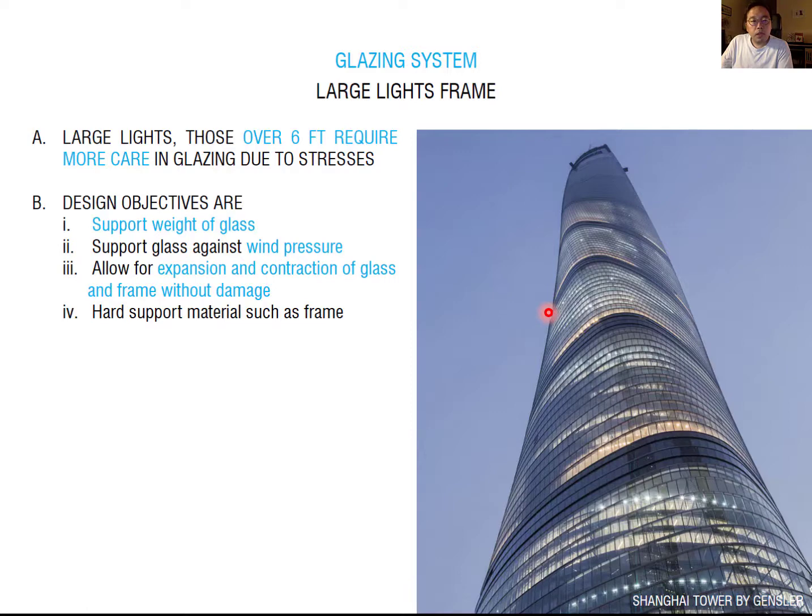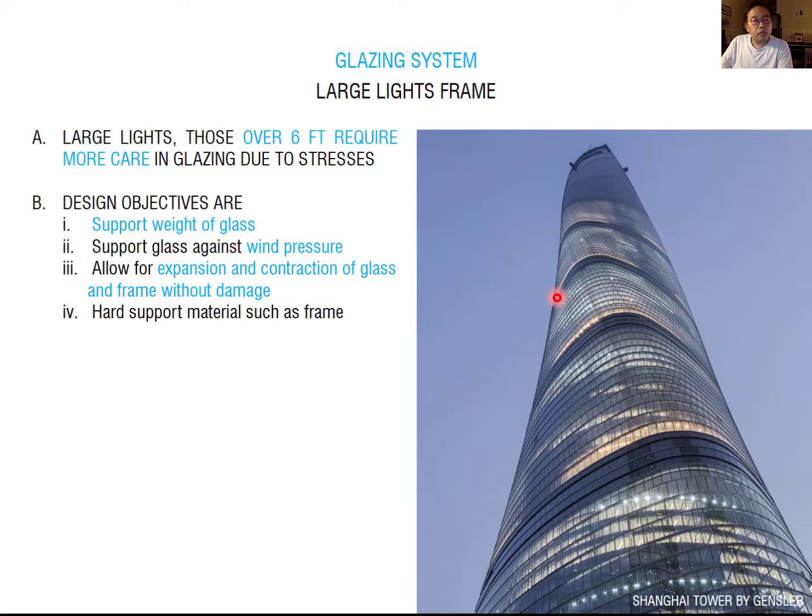First, you have to consider the glass weight, and then you also consider the wind pressure, because the large light frame is mostly used for high-rise buildings. It means that depending on the location, it has different wind pressure. So you have to provide a different framing type or different glass type. That's why you have to consider wind pressure.